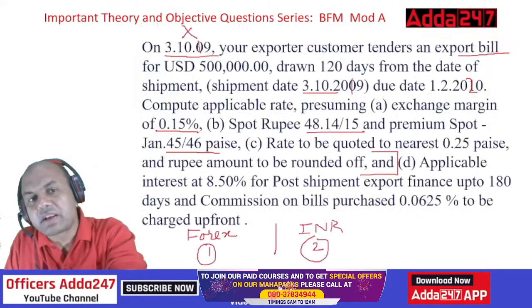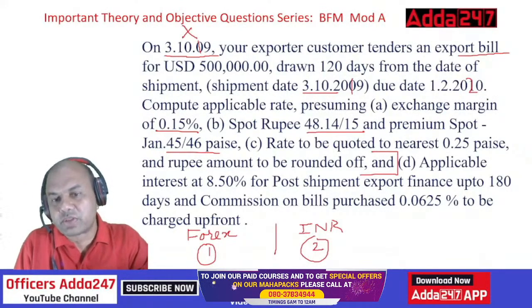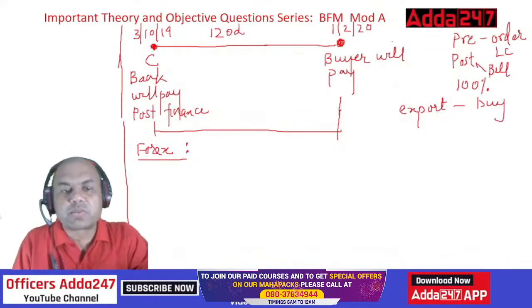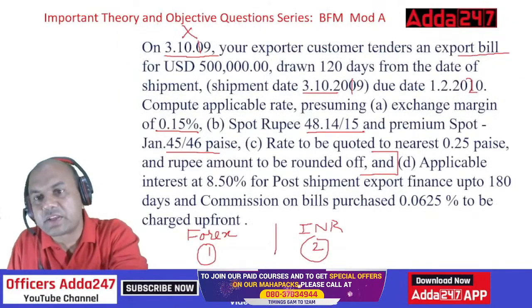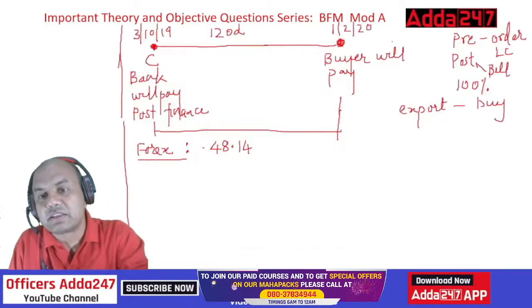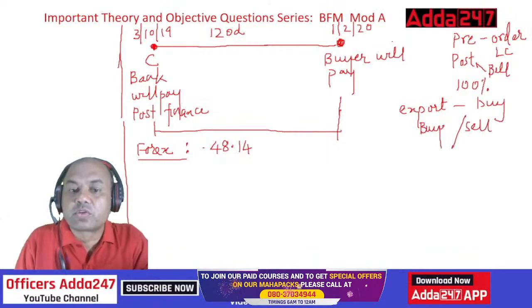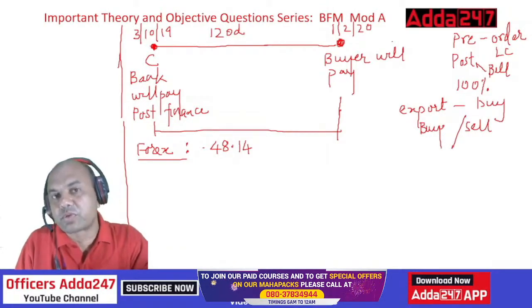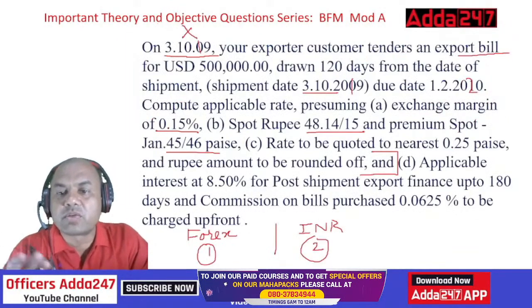But what is the buy rate now? See this, 48.14 and 15. So 48.14. This is always known as the buy. See here, the left side is always buy, and the right side is always sell. Always remember this. So that's why I have taken 48.14 over here. Clear everyone? 48.14.